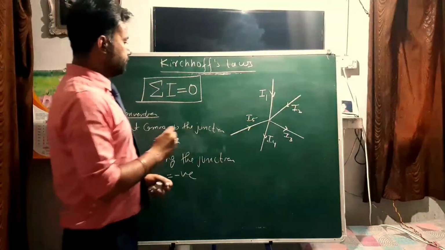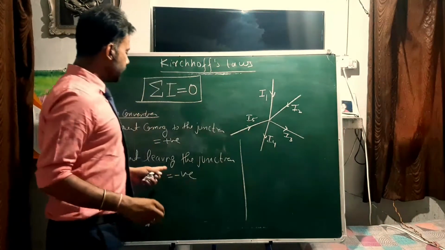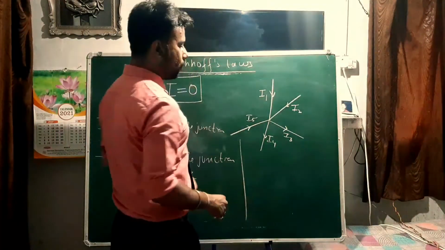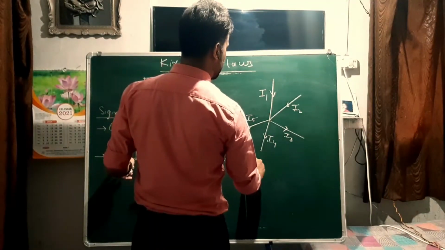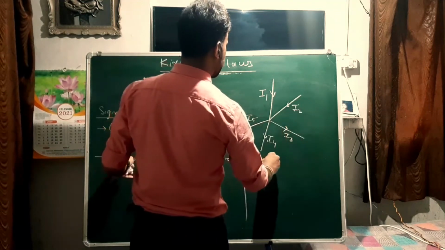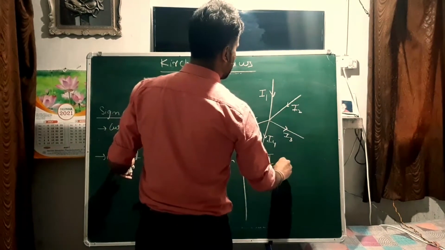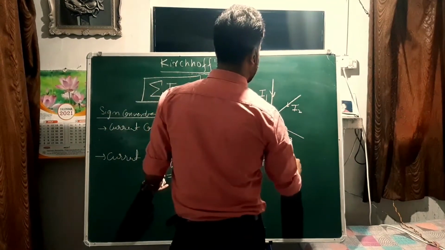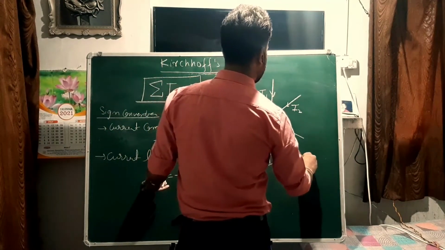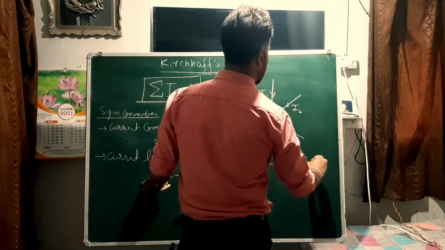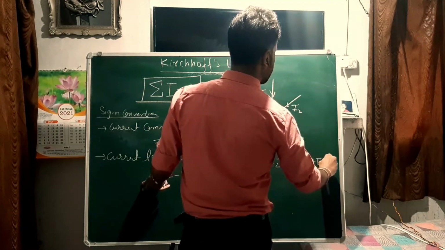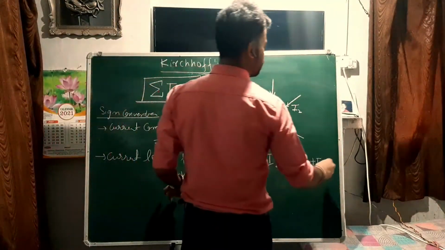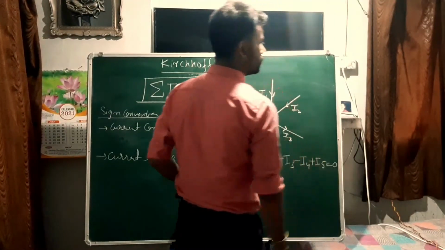Alright, now see, let's apply the sign convention and see what is the value. I1 is coming toward the junction, that means it will be positive. I2 is also coming, I2 is positive. But I3 is going away, leaving the junction, it will be taken as minus I3. I4 is also going, minus I4. I5 is coming, plus I5. So this is the algebraic sum, and this must be equal to what? This must be equal to what? 0.